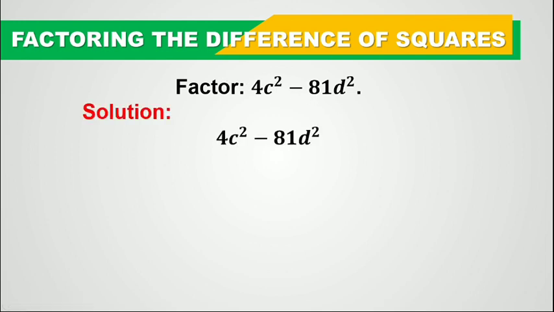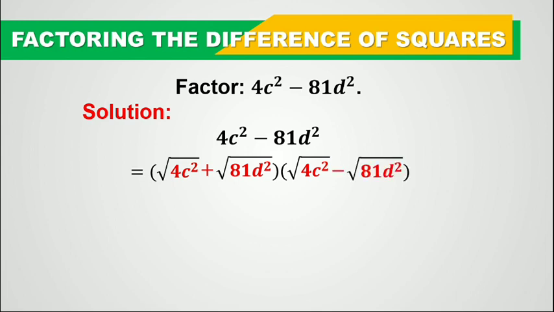Now what about this? Let's try to factor 4c squared minus 81d squared. Again, get the square root of the first term plus the square root of the second term, and then times the square root of the first term minus the square root of the second term. And then simplify. The square root of 4c squared is 2c, plus the square root of 81d squared, that's 9d, and then times the square root of 4c squared, so 2c, minus the square root of 81d squared, which is 9d. So this is our answer.